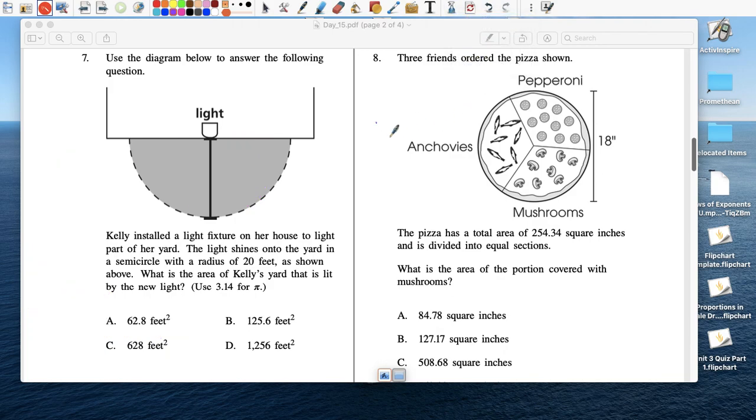8. The pizza has a total area of 254.34 square inches, and it's divided into 3 sections. What is the area of the portion covered with mushrooms? Total area is 254.34, and all 3 are evenly portioned, right? It's 1/3, 1/3, 1/3. Well, divide that by 3. So 254.34 divided by 3 is 84.78. Now that's a silly question.